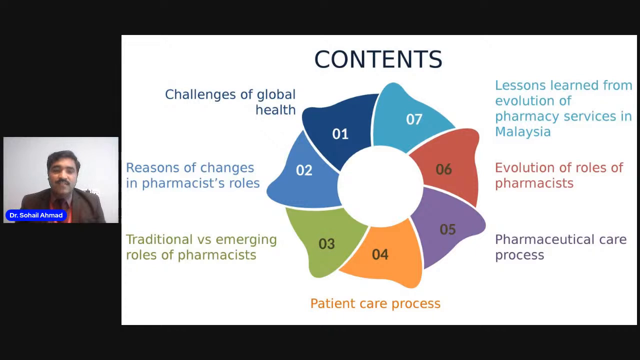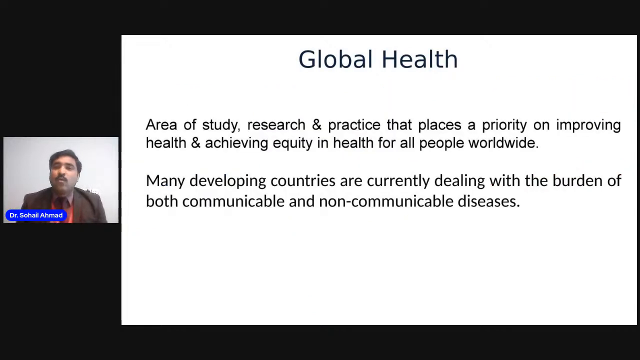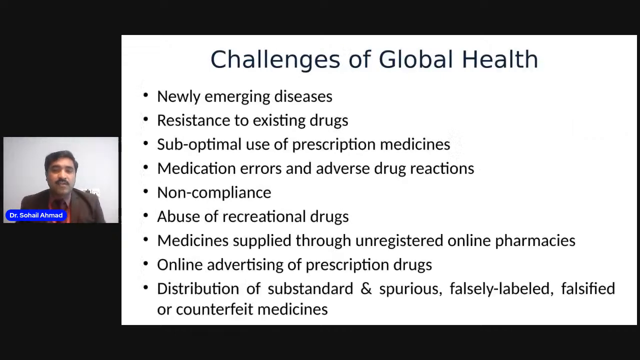So, starting first with global health. Global health, in essence, puts priority on improving health and achieving equity in health for all people worldwide. There is an ever increasing burden of both communicable and non-communicable diseases globally, and particularly in the developing countries. So we will see how the pharmacists can contribute to address these challenges.